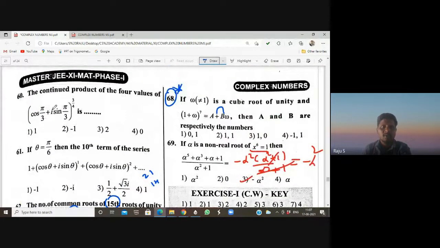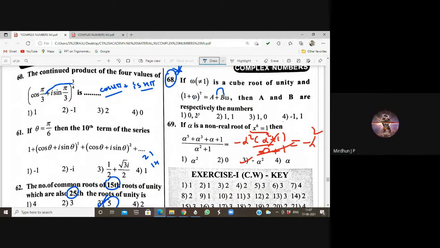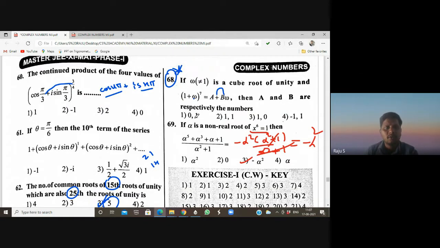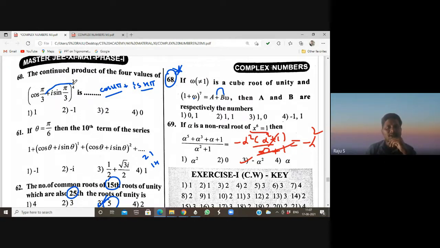Okay, this question and all you can do it. This is nothing but cos 4 pi plus i sin 4 pi. So what is cos 4 pi, i sin 4 pi? Yes, students. 720 degrees, sir. Which is the correct option? First option, sir.